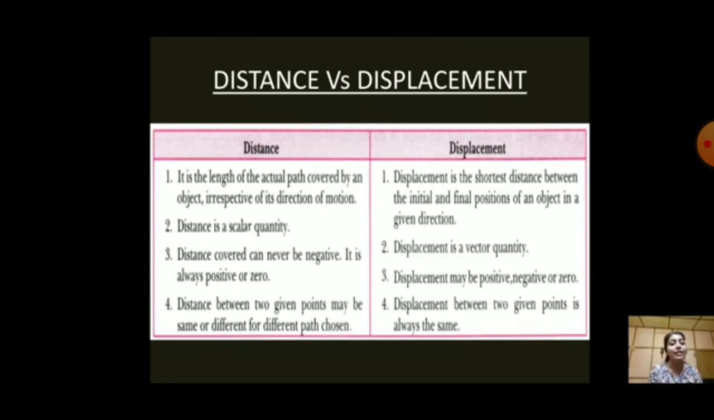Then, distance is a scalar quantity, displacement is a vector quantity. Scalar and vector quantities are kinds of physical quantities. Now scalar quantities are those quantities which have only magnitude but no direction. Magnitude means the numerical value.